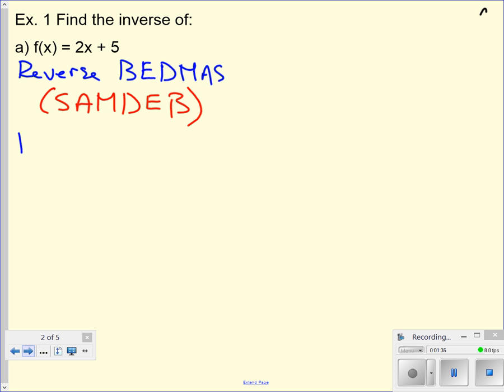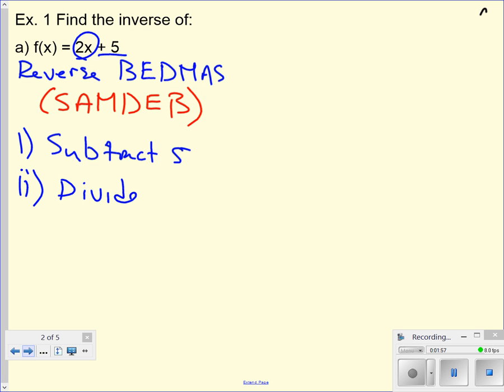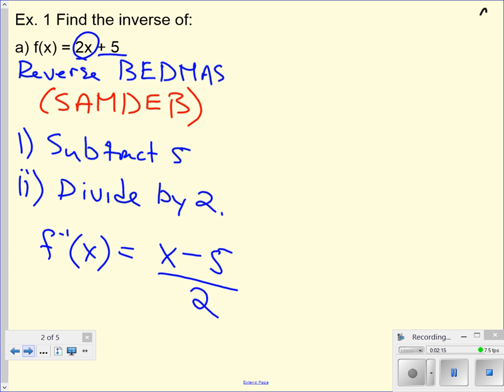The first thing we're going to do is look at the addition and subtraction. In this case, we're adding 5, so for the inverse function, we're going to subtract 5. And we're also multiplying x by 2, so we're going to divide by 2. Then we just apply these two steps to x, because that's all there is. So my inverse function for f of x is going to be x minus 5, divided by 2. And that gives me my inverse function.